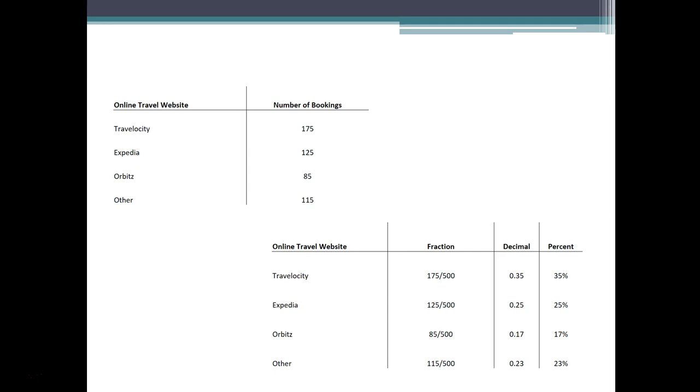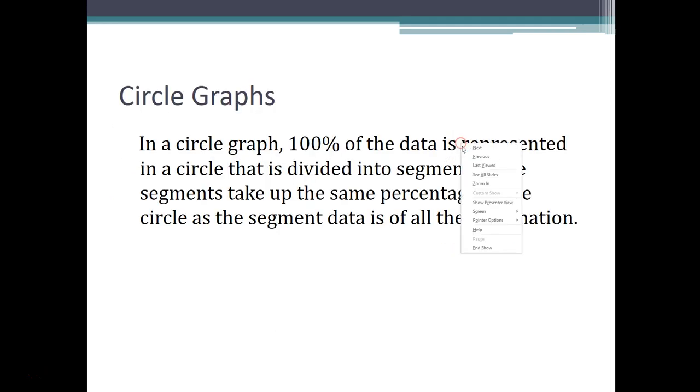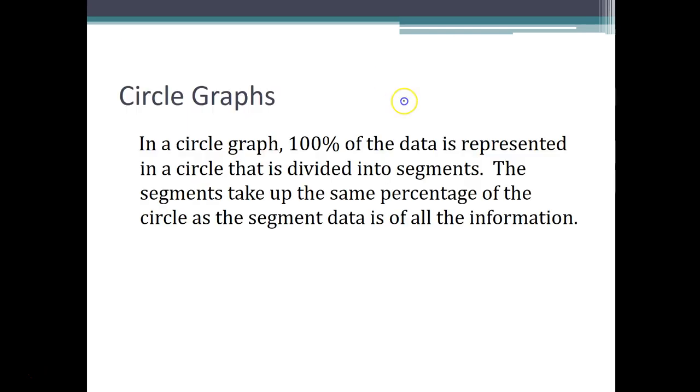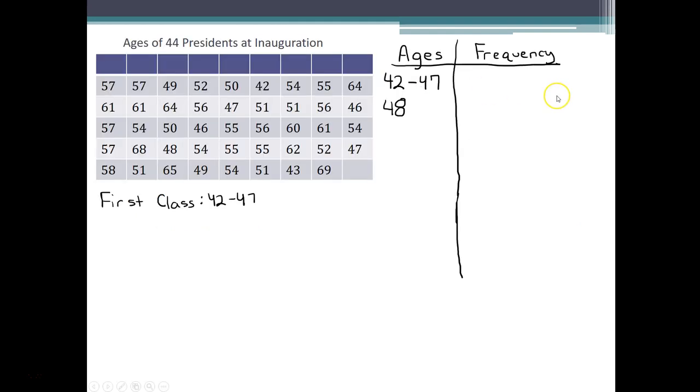Oh my gosh. Now remember, classes can't overlap or have gaps. So if this one ends with 47, the next one needs to start with 48. So it was doing fine, and then suddenly it starts doing this. I don't know the rhyme or reason.